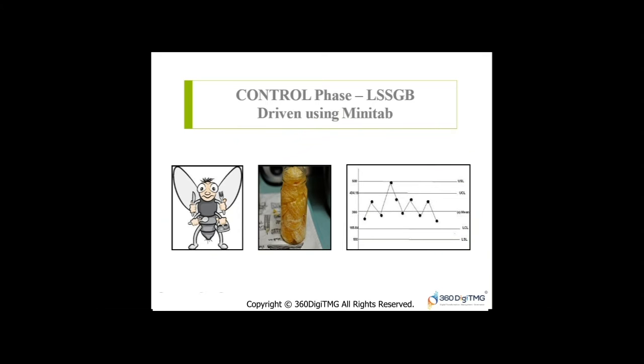Okay, going back to our equation, y is equal to f of x, right? In the define phase, we have defined what is the output which we want to achieve. In the measure phase, we have measured the current status of your output. And then in the analyze phase, we have identified all the potential x's, and then we have shortlisted the critical inputs, critical x's, which would impact your output. And then we have improved those critical inputs.